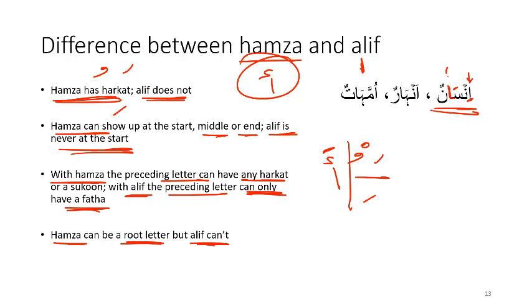So notice, an Alif only has one purpose in life. The only purpose in life for an Alif is to extend the sound. So extend the fatha sound. So over here, what's this Alif doing? It's making it insanun. So an Alif simply extends the fatha sound, whereas a Hamza is much more powerful.